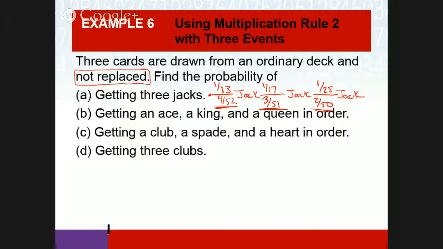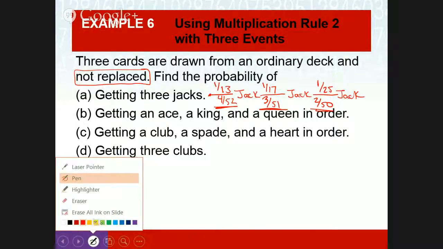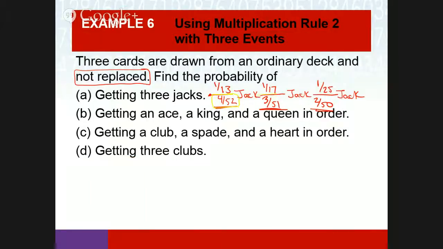So this approach here might make it a little easier to see what's going on, but the approach on top is going to make your algebra a little easier. Because 1 times 1 times 1 is going to be 1. 13 times 17 times 25 will be your denominator. However, if you plug in 4 divided by 52 times 3 divided by 51 times 2 divided by 50 and hit enter, and then you change your decimal to a fraction, it should give you the same as taking 13 times 17 times 25, and then 1 over that. So you can play around with your calculators, see whatever you're comfortable with.